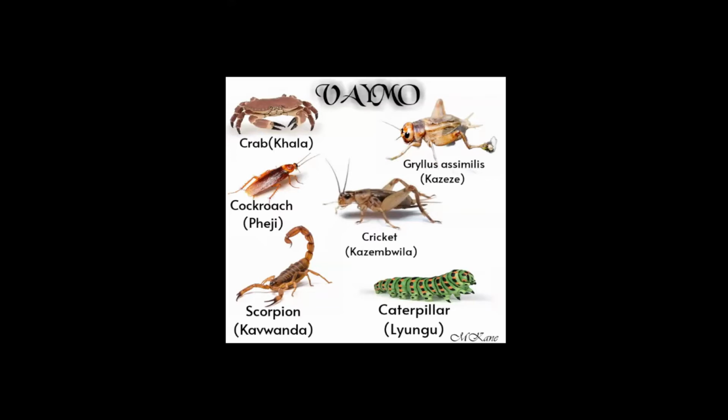Then on top there we have Gryllus assimilis, kazeze. There's that one which makes some noise as well. Actually, it makes more noise. This insect, kazeze, in Luvale they are eaten.